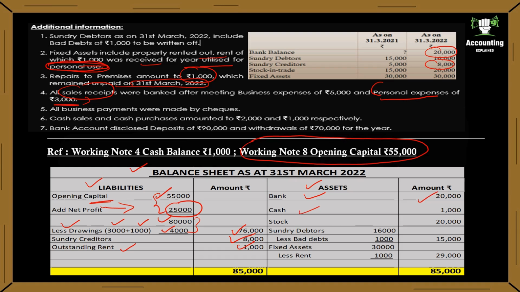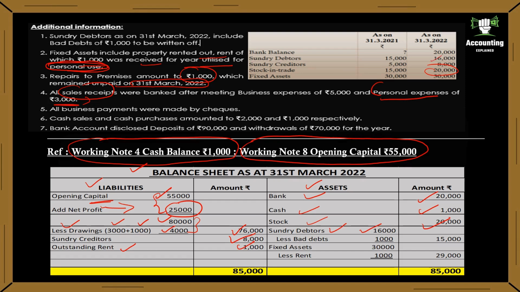Cash. Cash we have calculated from working note 4. We know that the cash is 1,000. Stock is given in the table as 20,000. Take 20,000. Only see the closing balance, okay, not the opening balance. Stock is given in the table as 20,000. Sundry debtors, take to the inner column. 16,000 is given in the table.